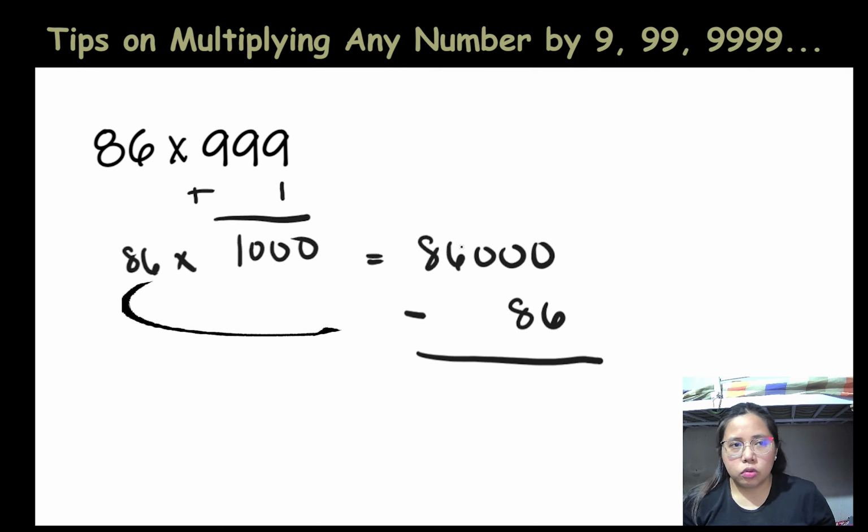Okay, so since sunod-sunod yan na 0, what I do is, dito ako nag-umpisa ng regrouping. So, this will become 5, 9, 9, and 10. Okay, so 10 minus 6, that is 4. Then 9 minus 8 is 1, 9. We bring down 9, 5, and 8. Okay, so, ang sagot natin, 86 times 999 is 85,914.